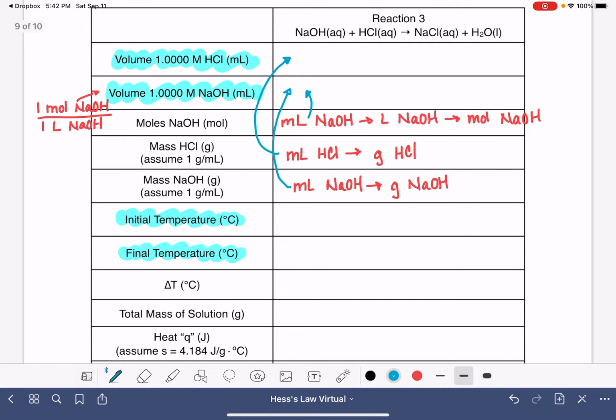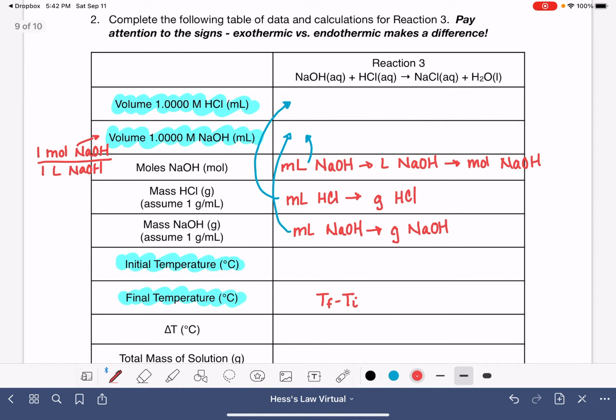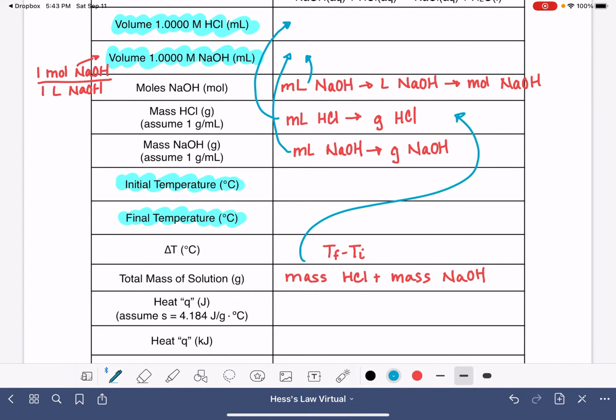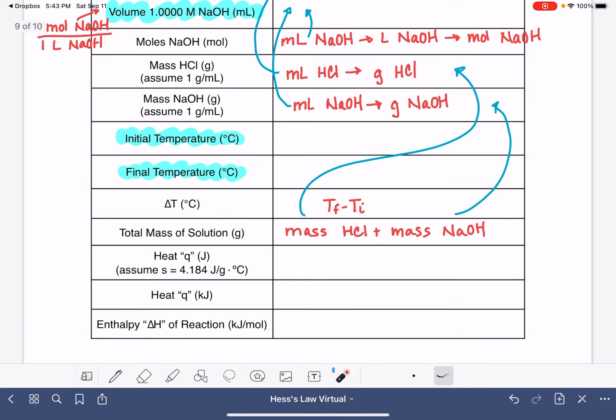For your delta T, your change in temperature, this is going to be your final temperature minus your initial temperature, and I'll remind you again that you definitely want to be paying attention to the signs. Make sure that you get negative signs in place where they belong. I put that in the wrong box. That goes right here. The total mass of the solution is going to be the mass of the HCl solution plus the mass of the NaOH solution. The mass of the HCl solution you calculated right there, and the mass of the NaOH solution you calculated right there.